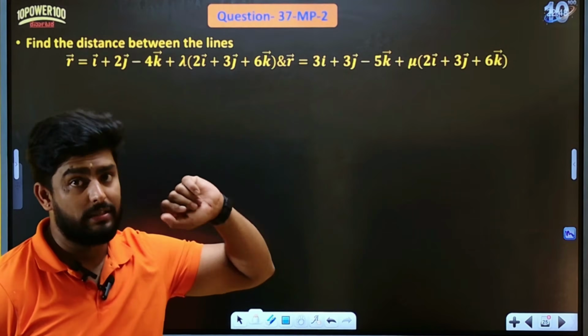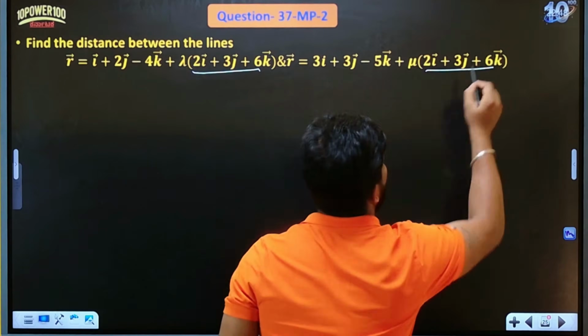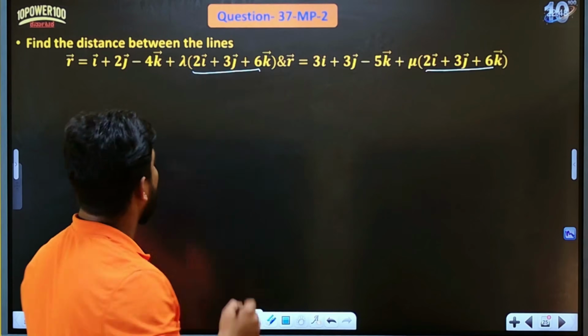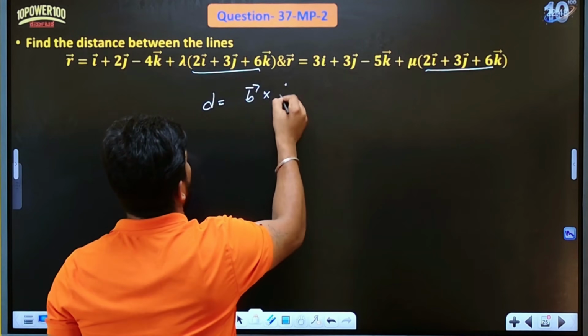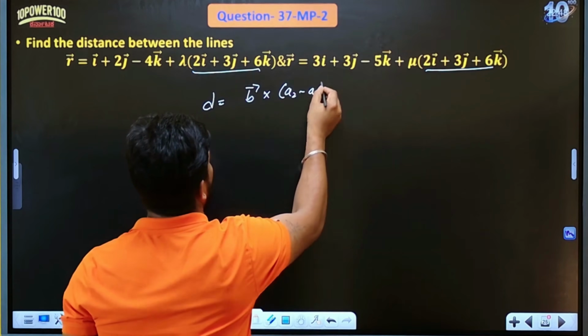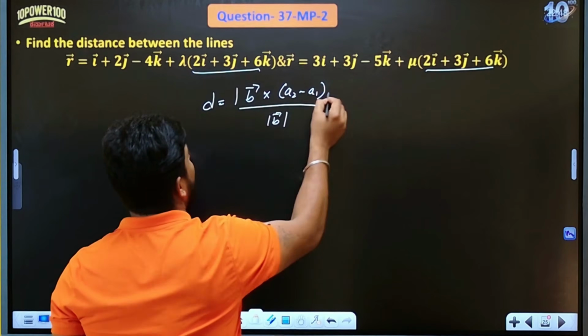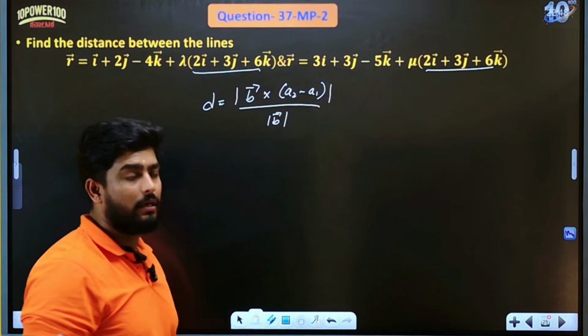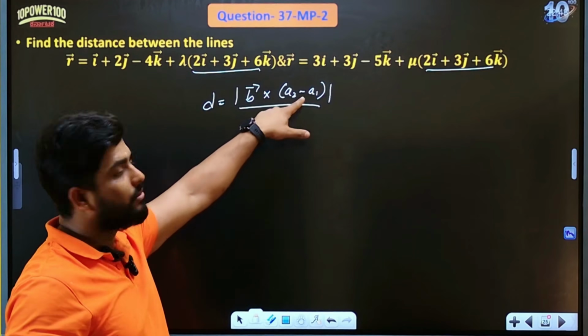No, it's not a skew lines question. It is a parallel line. Here B, B1 and B2 are the same. So the formula is D is equal to the magnitude of B cross (A2 minus A1), divided by the magnitude of vector B. Here also there is a magnitude, because the cross product of two vectors is actually a vector. This is very important, so you should not miss it.